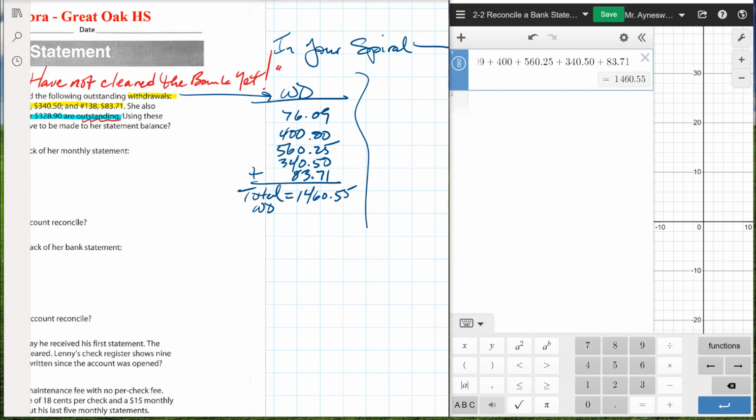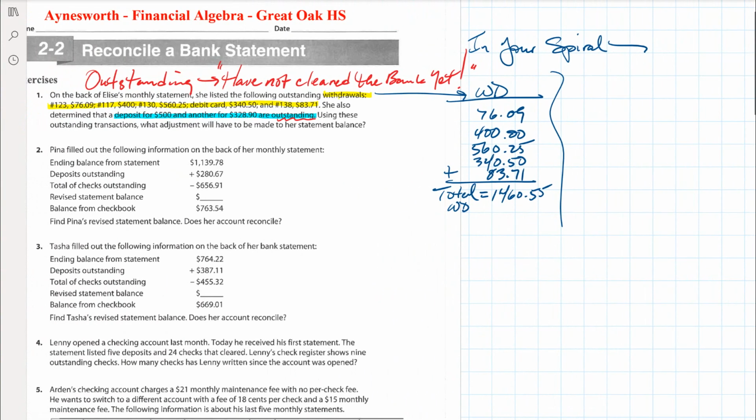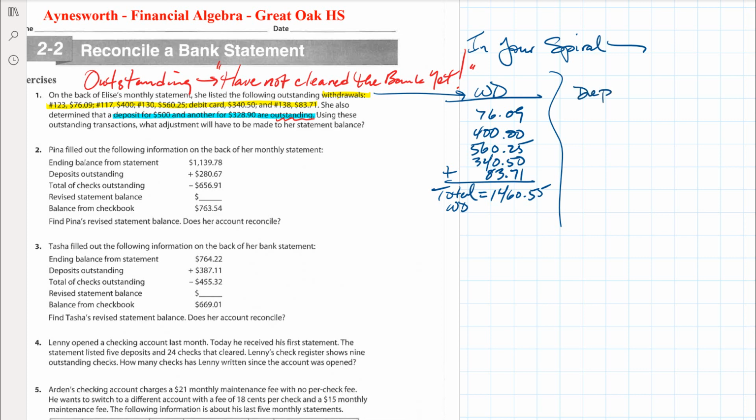That's the outstanding withdrawals. Now, we also have some deposits. Let's list those out too. We have a deposit of $500, and we also have a deposit for $328.90, and I'm going to add these up together and we'll get the total deposit. We don't need a calculator for this. This is $828.90, and this is the total deposit. So the question is, what adjustment will we have to make to our bank statement?